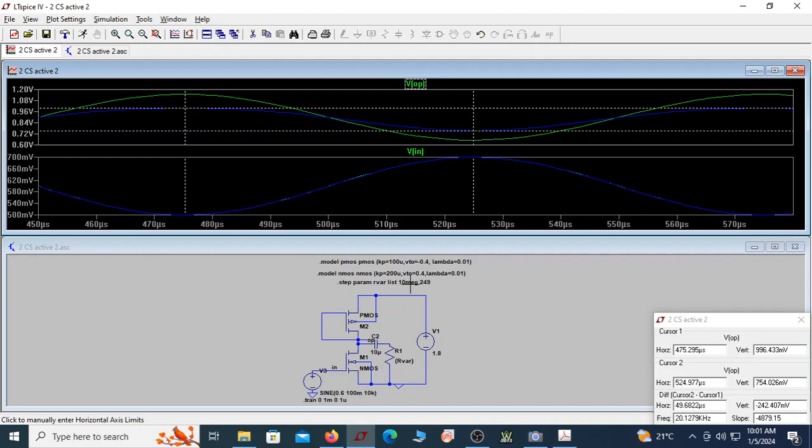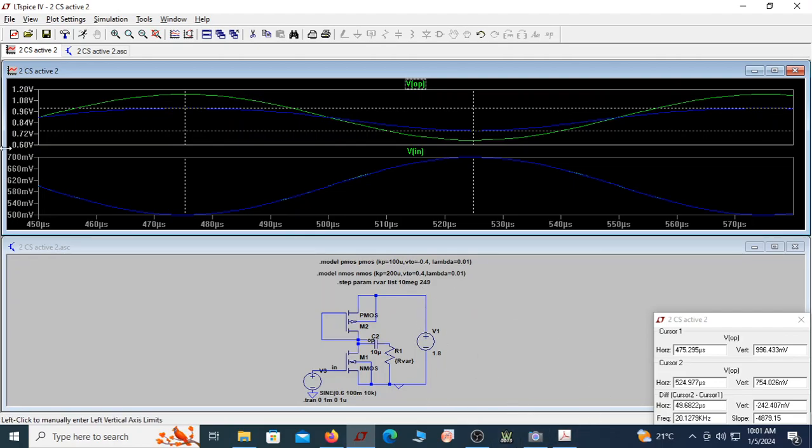So this is like the open circuit. This is with RL equal to R out. Because R out is not visible, we are trying to measure R out by making this RL equal to R out, which is 249 ohms.